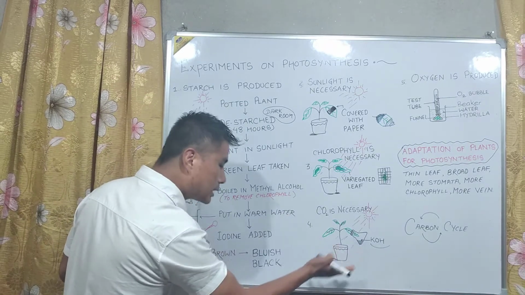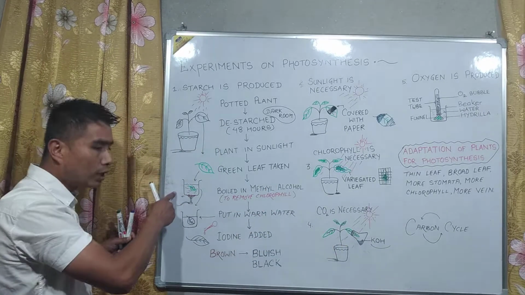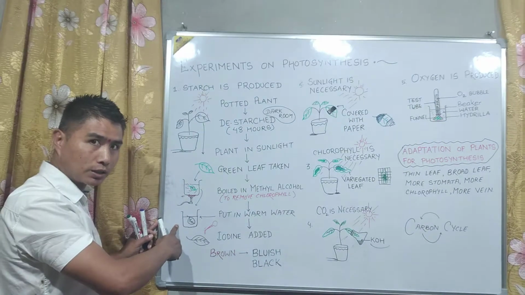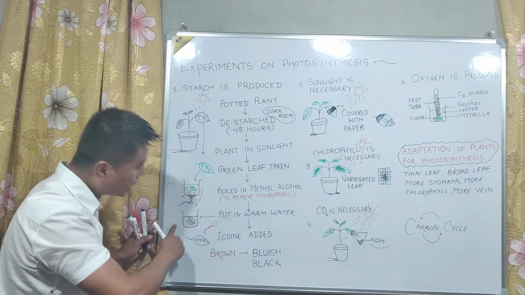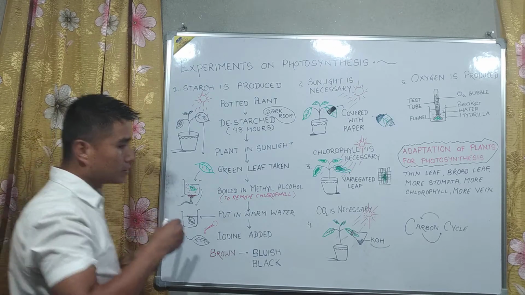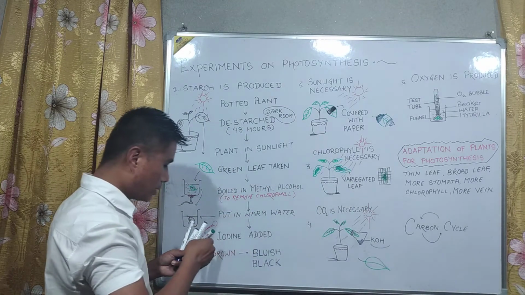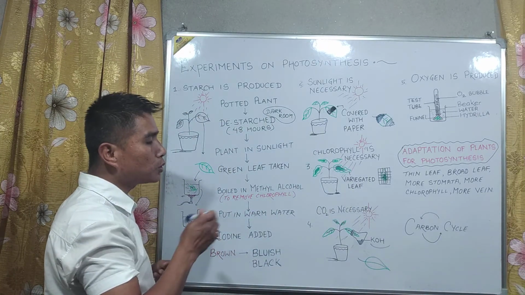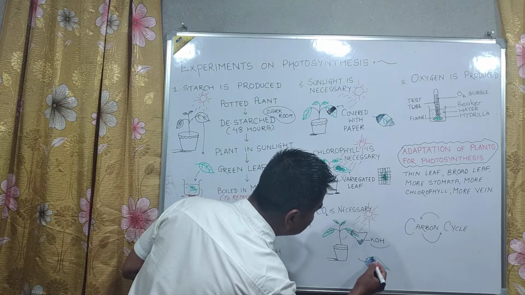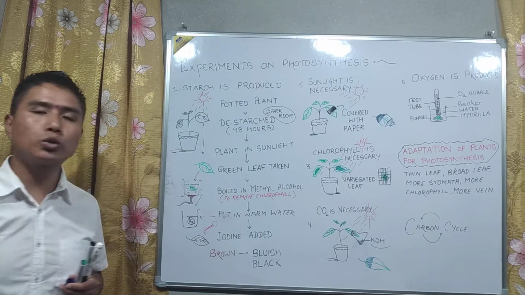Now the experiment is kept in the sunlight for 24 hours, and then afterwards this leaf is taken and boiled in methylated spirit. It is warmed in warm water and made soft, and then afterwards iodine is added. Then only the region which was exposed outside in the sun will show a bluish black color change, and the region which was inside will not show any change in color.